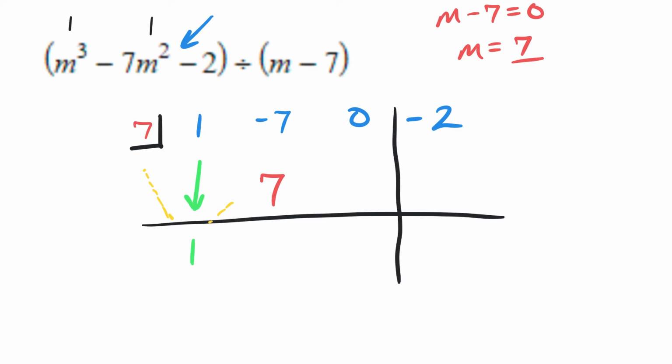We do not do the opposite on this one. We do exactly what we're told. So negative 7 and 7 make 0. 7 times 0 is 0. 0 plus 0 is 0. We love our zeros, don't we? And 7 times the new 0 is still 0. And then our remainder is negative 2. We knew this was going to have a remainder from the beginning, didn't we? Because 2 is not divisible by 7.